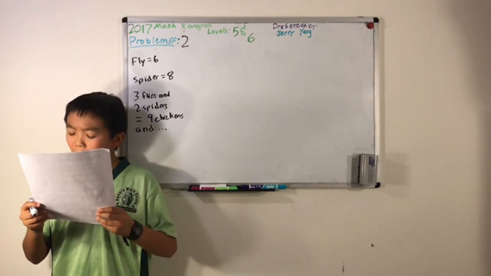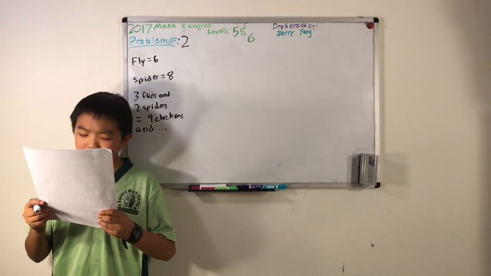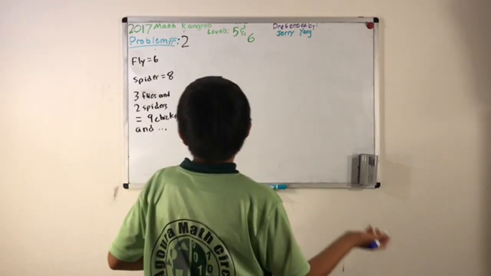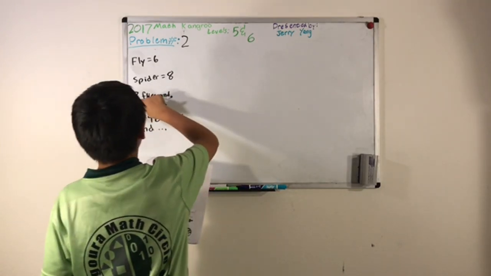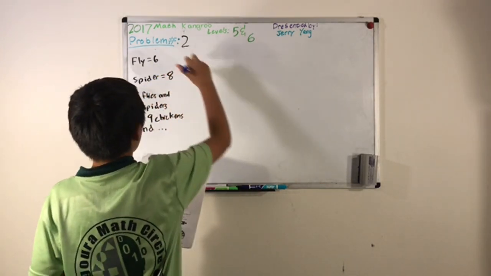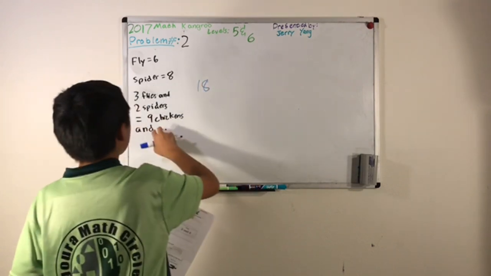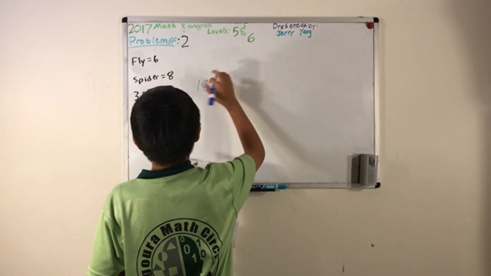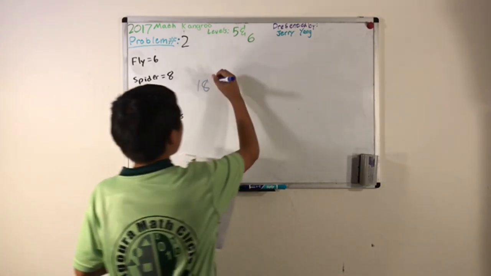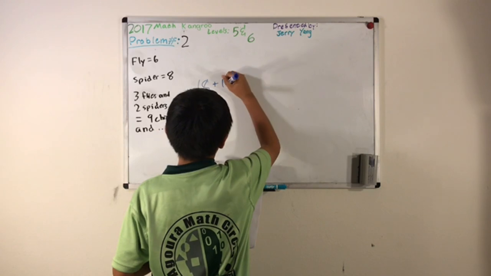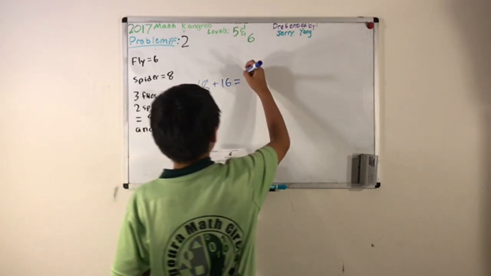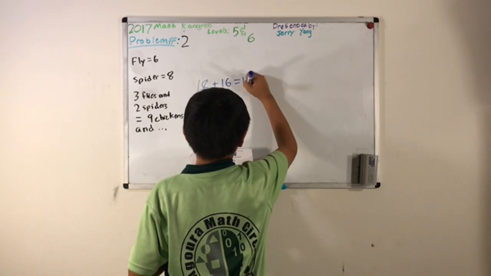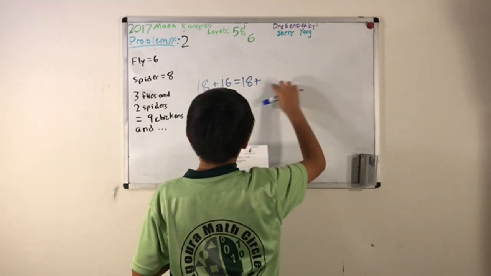Problem 2. A fly has 6 legs and a spider has 8 legs. Together, 3 flies and 2 spiders have as many legs as 9 chickens and how many cats? So, since we know we have 3 flies and each fly has 6 legs, we know that's 18. And then we do spiders, so that's 8 times 2, which gives us 16. And then we know that equals 9 times 2, which equals 18, plus the amount of cats.